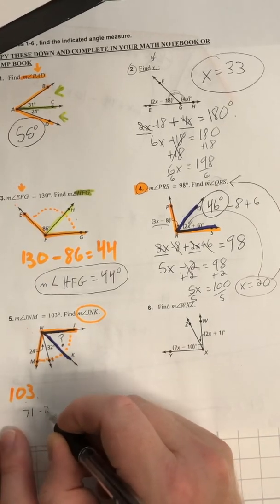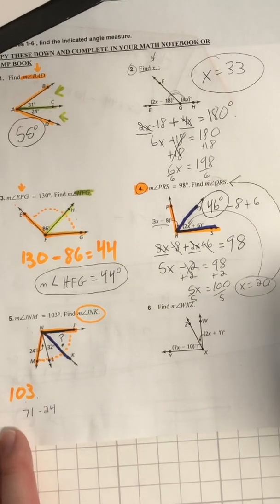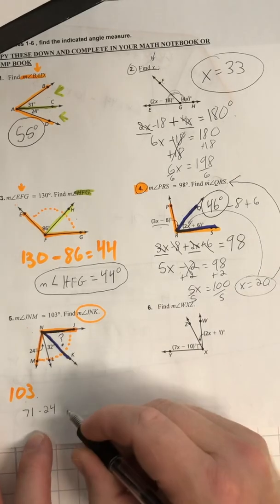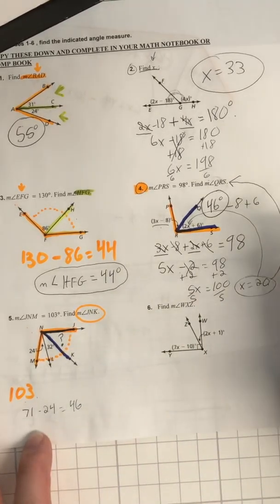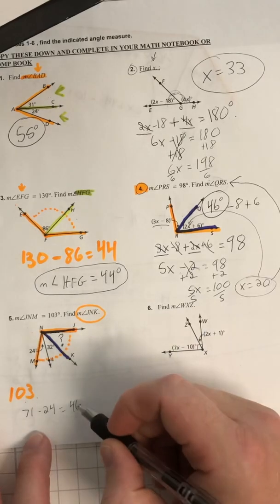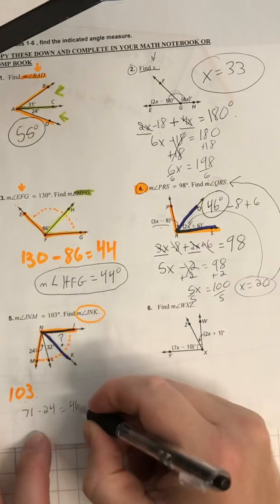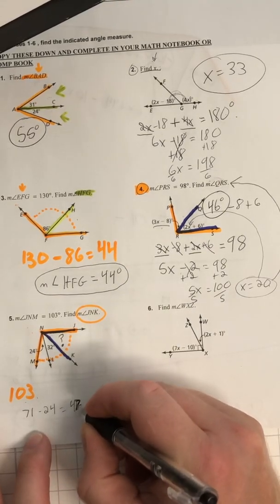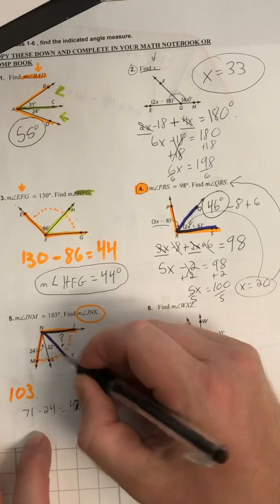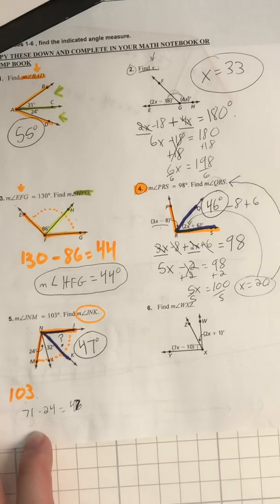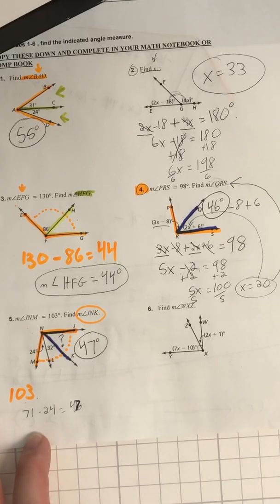71 minus 24 is what? 146? Did I get that right? My mental math is not as good. No, it's not. That's not right. What's 71 minus 24? Someone tell me real quick. 47. See, that was close. It's my brain. So just like that, our measure of JNK, 47 degrees. All we do is glorified subtraction.